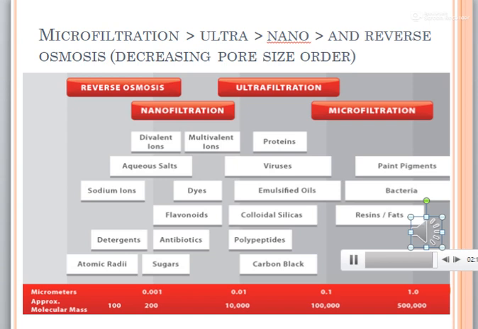Microfiltration is also used for the removal of stains, pigments, bacteria, resins, fat and material from the wastewater.